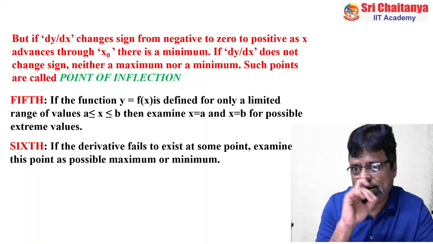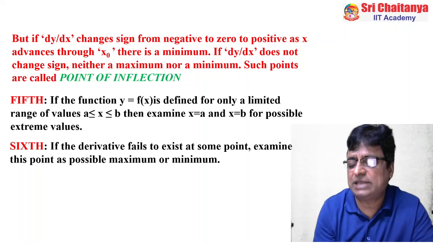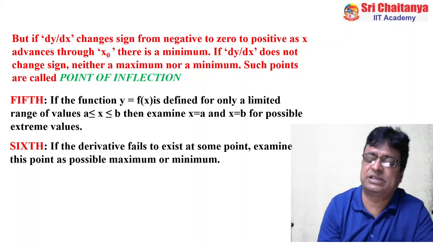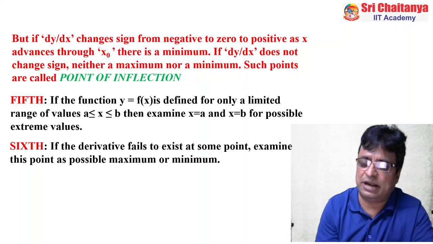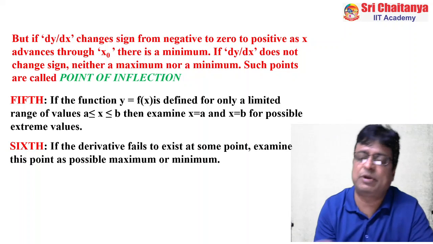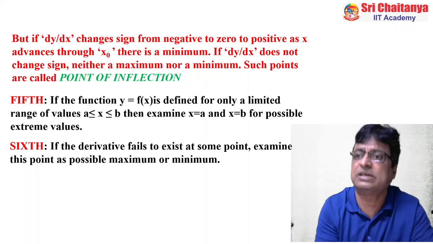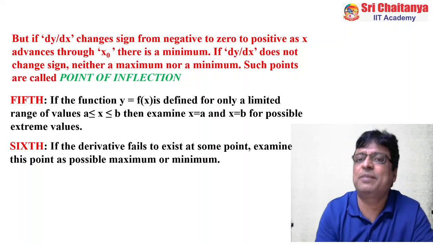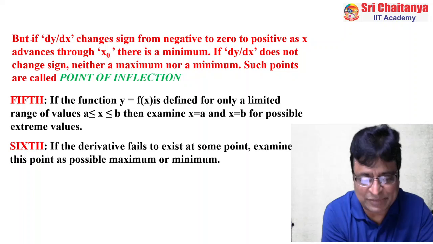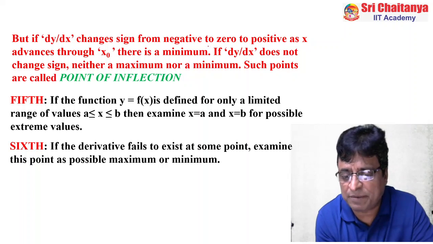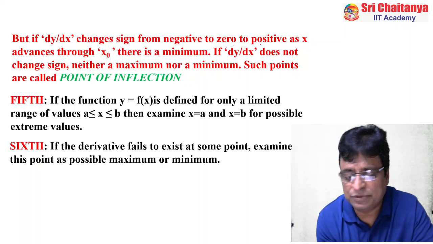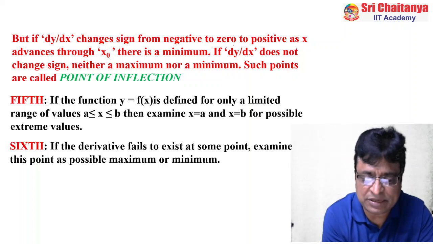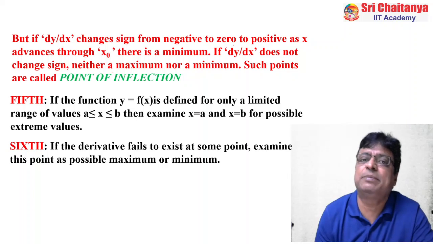What I am saying is, in the neighborhood, you take one point and find the sign changes of dy by dx. If dy by dx is greater than 0 in the left neighborhood and dy by dx is less than 0 in the right neighborhood, simply I can say that at that particular point the function has a maximum, otherwise the function has a minimum. If there is no change, the point is called the point of inflection. But if dy by dx changes sign from negative to 0 to positive as x advances through x0, there is a minimum. If dy by dx does not change its sign, then there is neither maxima nor minima at that point, and it is called a point of inflection.